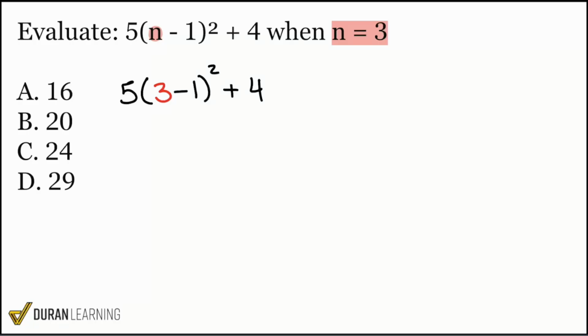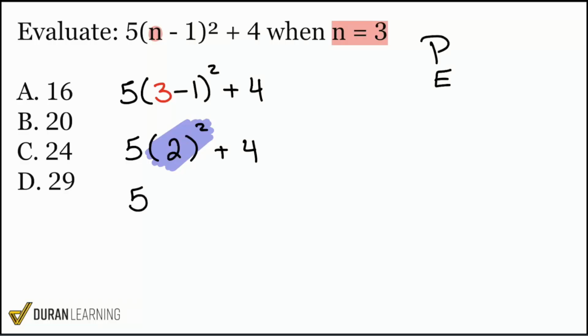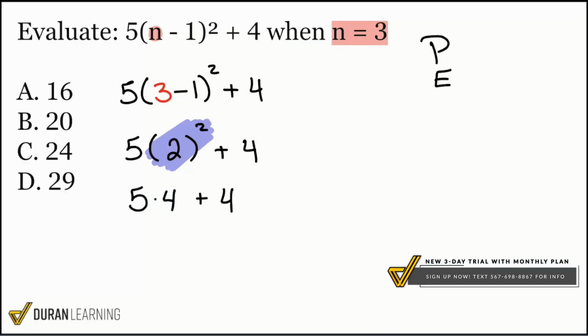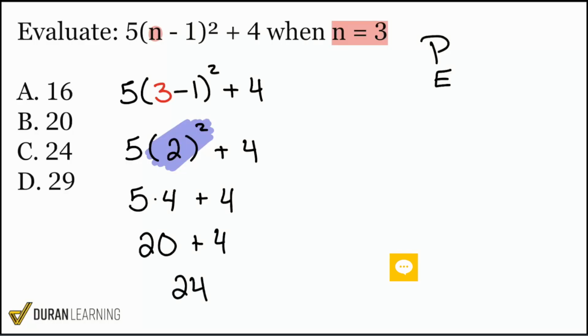From here, everyone, we have to follow the order of operations. The first step is going to be parentheses. So I'll take care of my parentheses right there. 3 minus 1, that's going to give us 2. So we have 5 multiplied by 2 squared plus 4. Next up, we'll handle any exponents. And I see that we have a clear exponential notation right there. 2 squared, 2 times 2 is 4. So we have 5 times 4. And then up next, 5 times 4 is 20. And then 20 plus 4 is 24, leaving us with the final correct answer here as C.